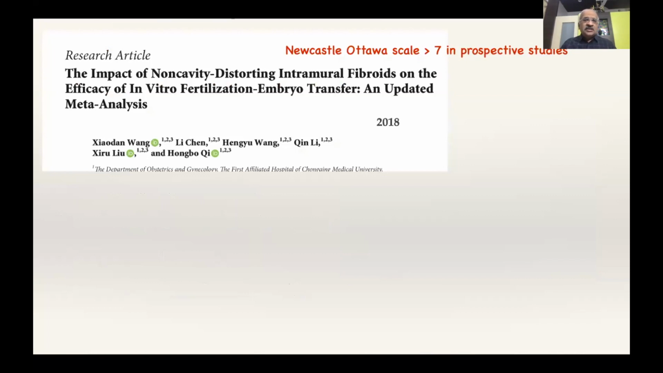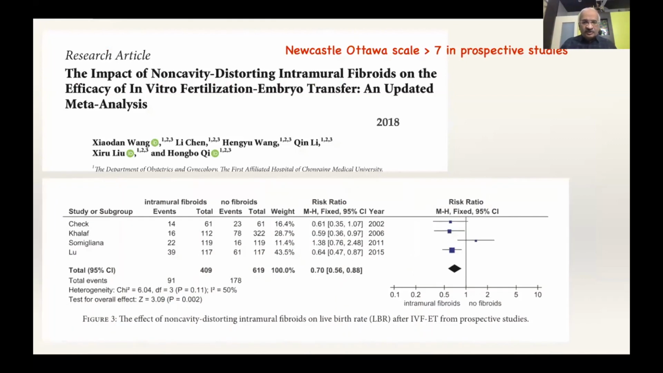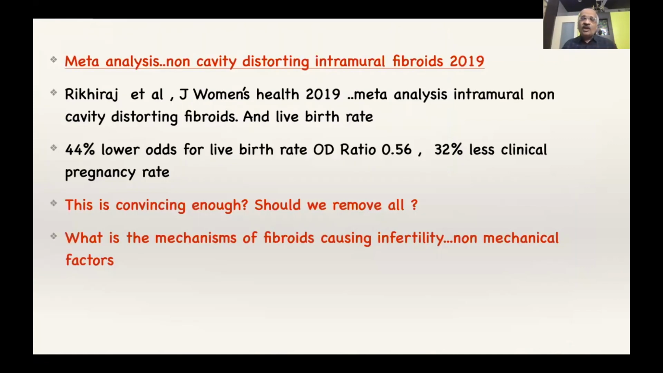This is one of those good studies which has taken into consideration the Newcastle Ottawa scale, beyond 7. All of them were prospective studies, published by Wang et al. They included 4 studies, and they said it is significant: presence of an intramural fibroid definitely decreases the pregnancy rate. The risk ratio was 0.7 and the confidence interval was less than 1. So definitely the presence of an intramural fibroid hampers the pregnancy rate, and that was very much looked back on.